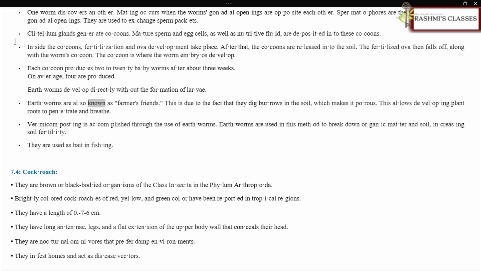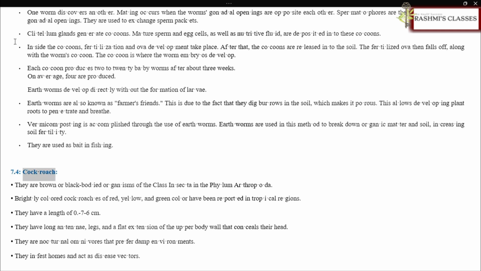Earthworms are also known as farmers' friends. This is due to the fact that they dig burrows in the soil, which makes it porous. This allows developing plant roots to penetrate and breathe. Vermicomposting is accomplished through the use of earthworms. Earthworms are used in this method to break down organic matter and soil, increasing soil fertility. They are used as bait in fishing.